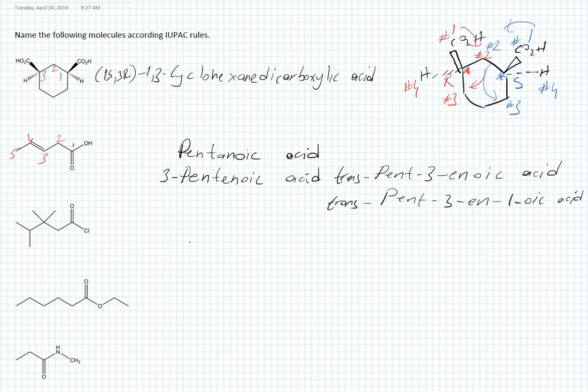Okay, let's move to the next molecule. Let's look at the next molecule. The next molecule is a carboxylic acid derivative, and instead of OH we have here a halide, so this is an acid halide. So let's write here what this molecule is. This is an acid halide or acid chloride. So let's write here acid chloride. Okay, how do we name this molecule?